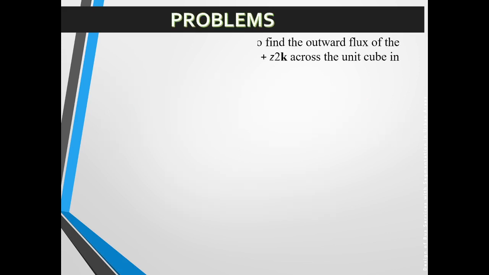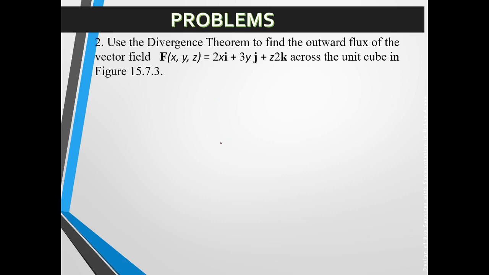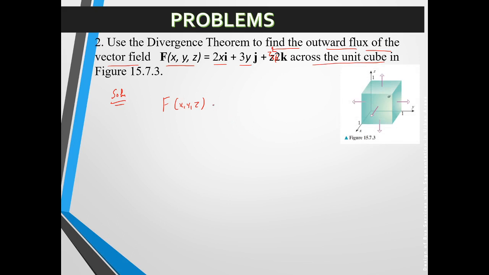So now we will do the same problem by using the divergence theorem. Solution: use the divergence theorem to find the outward flux of the field f of xyz, which is 2x i plus 3y j plus z square k, across the unit cube. Same question, so we will use divergence. So first we write f of xyz. Now what is the divergence theorem?